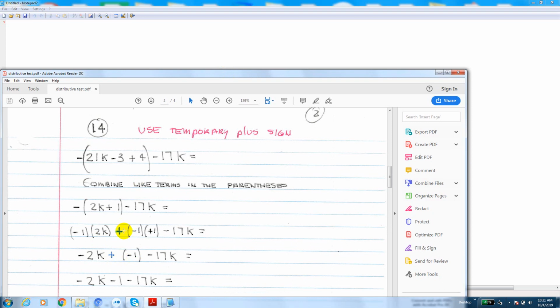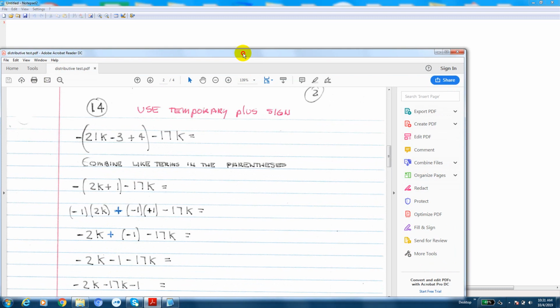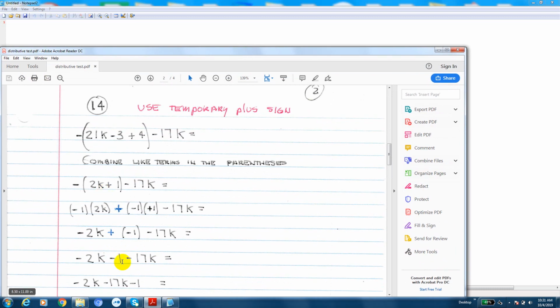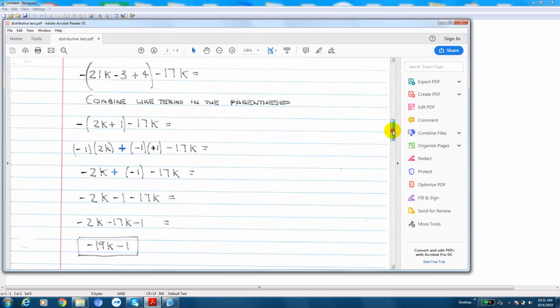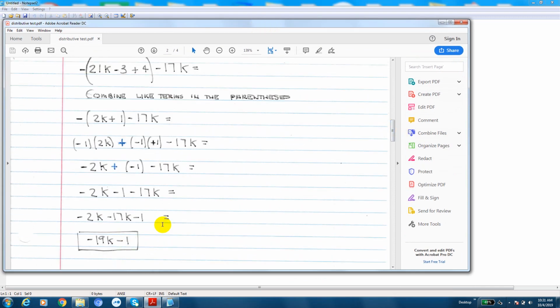You kiss it goodbye. You thank it for its work, but it's leaving. And then you take this minus k. You just put minus k, minus 17k, minus 1, sorry, minus 17k. And then it goes that way. Then you combine like terms, minus 2k, minus 17k, minus 1. And then you get minus 19k minus 1.